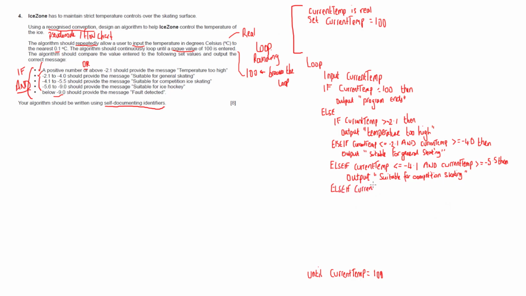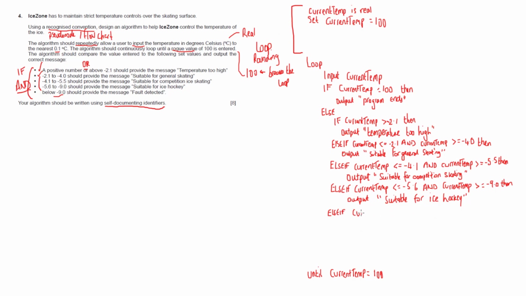Move straight on to the next one. Else if current temp is less than or equal to minus 5.6 and current temp is greater than or equal to minus 9.0, then output message, suitable for ice hockey. And then we have our final statement, which we could have had an else, but I'll use an else if, so you get to see the whole logic.